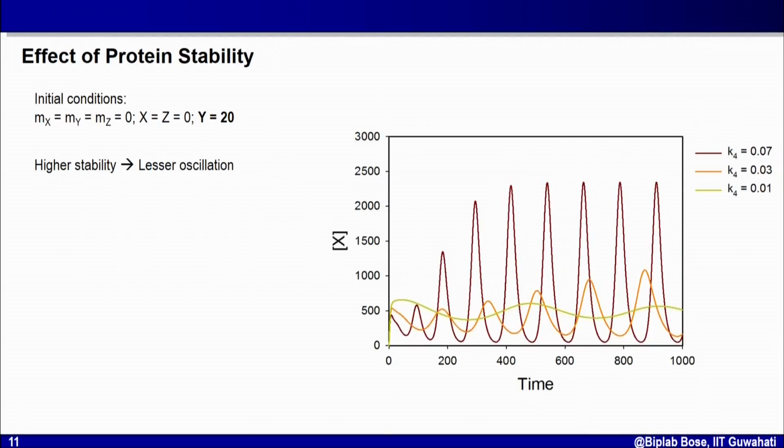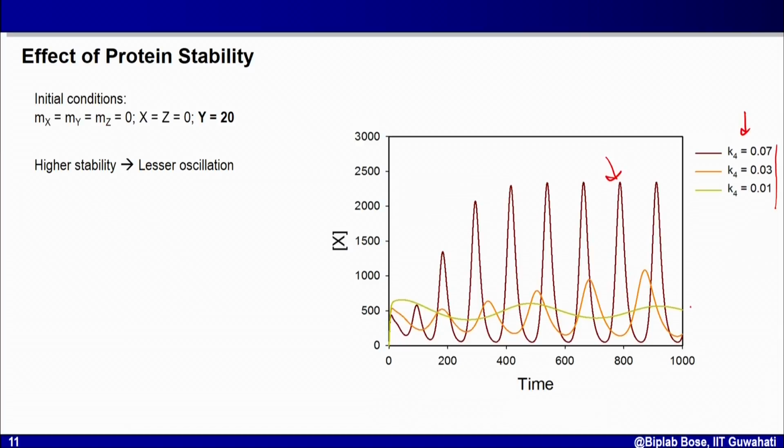Now let us look into what will happen if I make the protein stable or change the stability of protein. In this case, I am varying K4, the rate constant for degradation of protein, from 0.07 to 0.01. That means what I am doing, I am increasing the stability of protein. When K4 is 0.01, it will be much more stable. So if you change the value of K4 and do the same simulation, you will see when K4 is 0.07, I get this limit cycle oscillation.